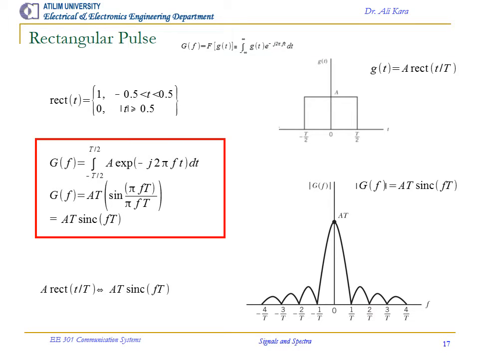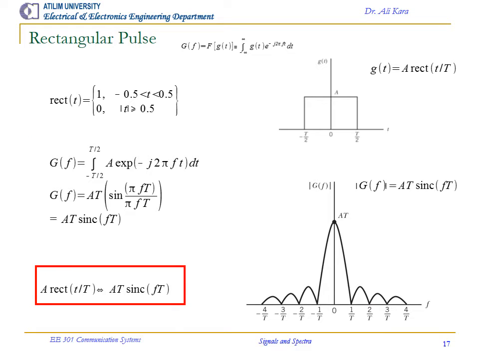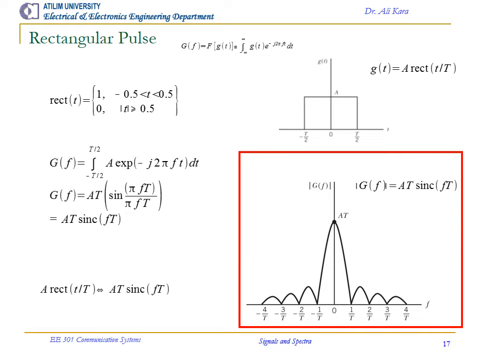G of t is explicitly equal to capital A times rect of t over capital T, where capital A is a scalar constant. Fourier transform of g of t is calculated as the integral from minus capital T over 2 to plus capital T over 2 of capital A times exponential minus j2 pi ft, integrated with respect to t, which is then equal to capital A times capital T times sin of pi f capital T over pi f capital T. So capital G of f is equal to A times T times sinc fT. Plotted graph of the absolute value of capital G of f can be seen here. Note that the maxima is capital A times capital T and zeros occur at the integer multiples of 1 over capital T.